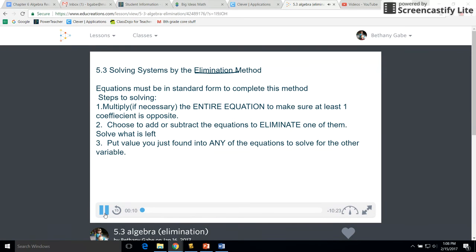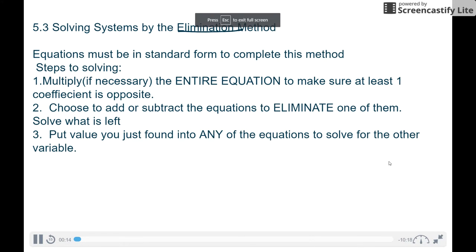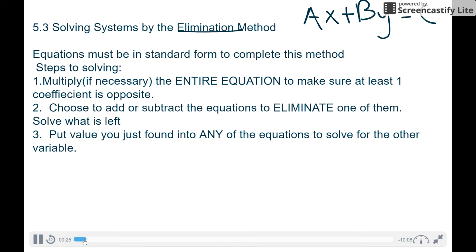Elimination means you're going to eliminate one of the variables, or get rid of one of the variables, in order to solve for the other. So, first of all, equations must be in standard form. If you forgot what standard form is, it's the ax plus by equals c form. And again, I'll show you that. And here are the steps to solving.